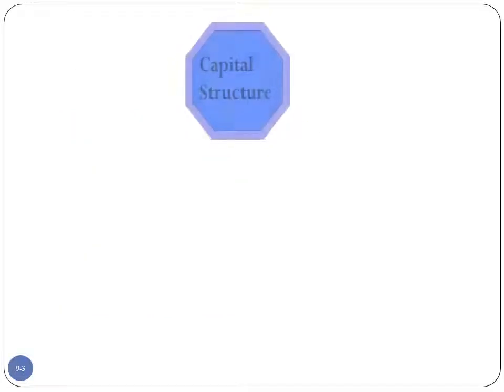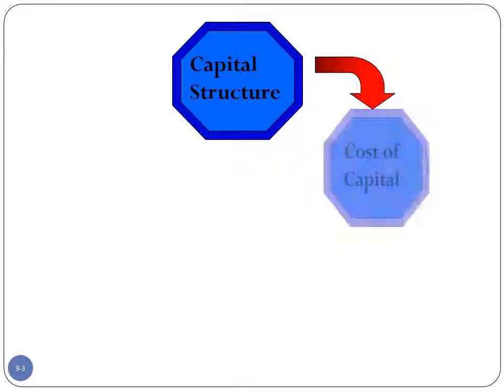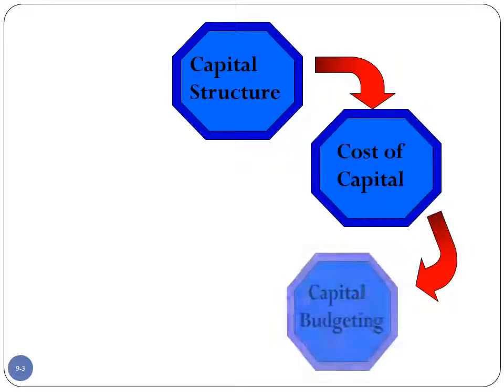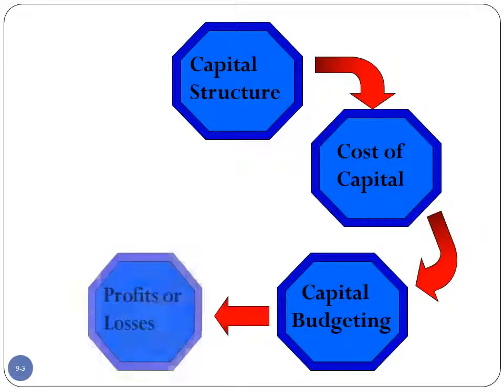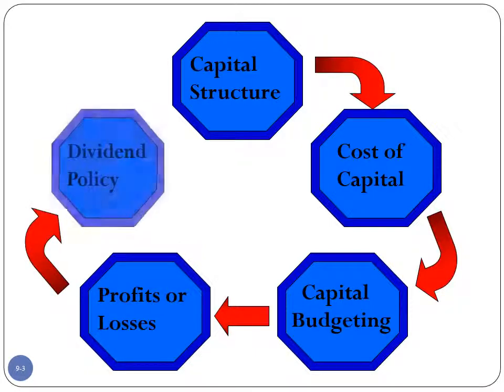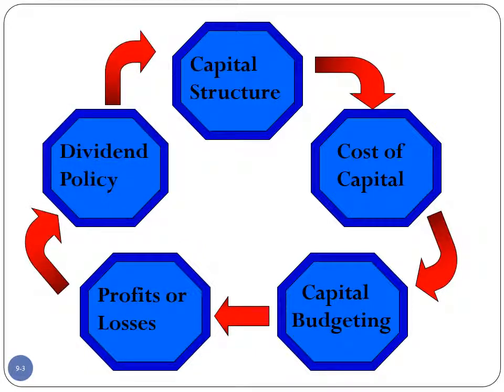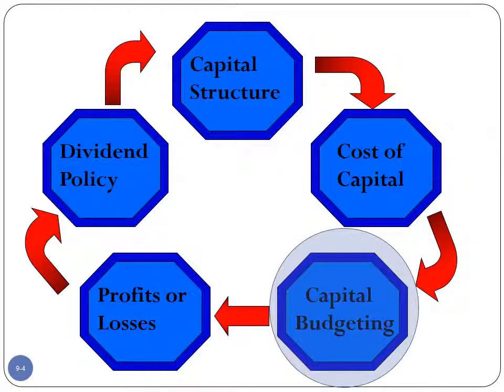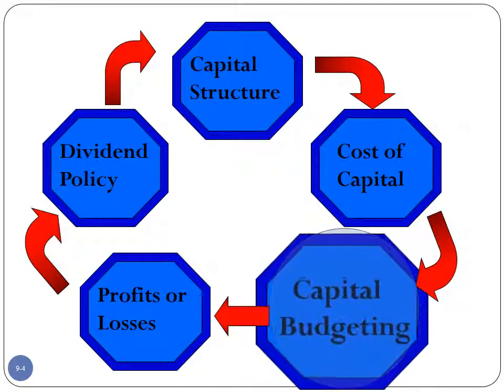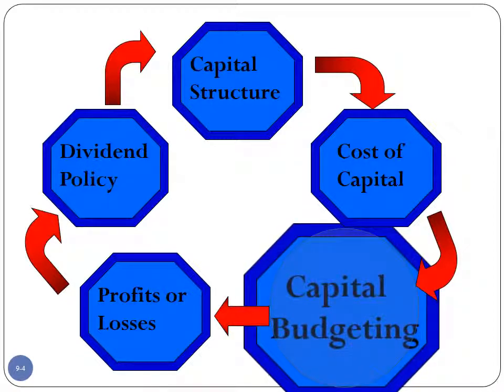So, take a look first at the capital budgeting process. The first decision that's made is what's the capital structure. We then consider the cost of capital. We go into the capital budgeting process, which then yields certain profits or losses, and then that determines our dividend policy. We're going to look at a little more detail around the capital budgeting process, how it works, some of the key decisions that are going to be made.